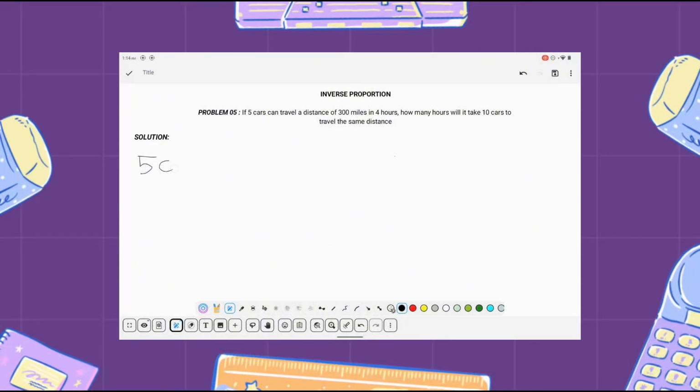Since 5 cars can cover the 300 miles in 4 hours, doubling the number of cars will halve the time needed. We just need to adjust for the factor by which the number of cars increases and divide the original time by this factor. Watch the video for the solution.